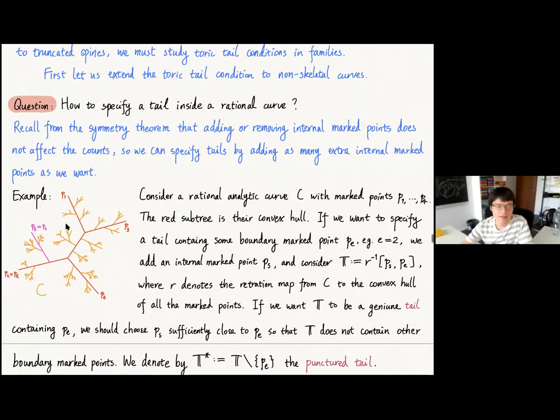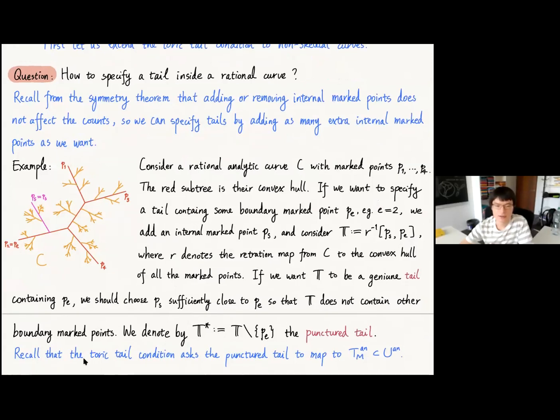If this is anywhere else, it may contain other boundary marked points, then it's not a tail, it's many tails. And we denote by T star the tail T minus the boundary marked point PE, the punctured tail. Recall that the toric tail condition asks the punctured tail to map to the torus.